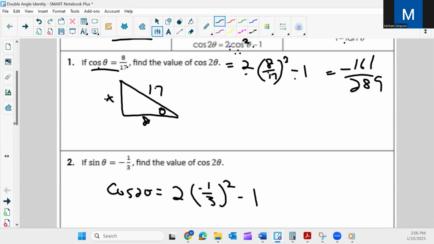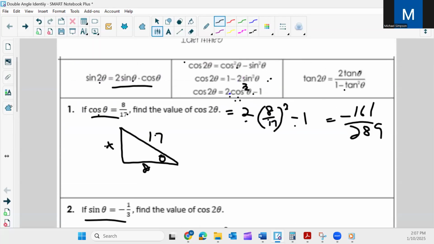Negative 7/9. Can someone verify that for me? Anybody else got negative 7/9? Yeah. How is it different from question number one that we did? Because in number one, you're given cosine. Here you're given sine, right? That's why we used this identity for the first one.